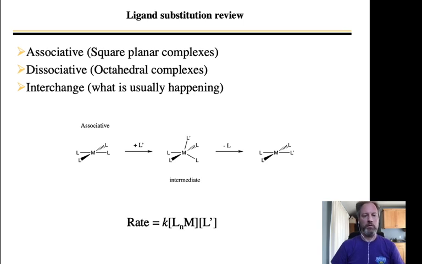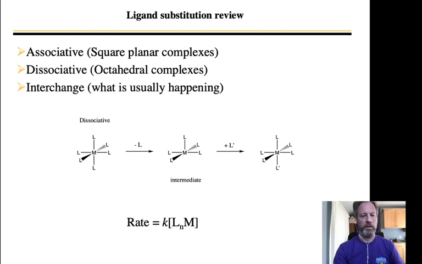So the first type of ligand substitution we talked about is associative ligand substitution. This is seen in square planar complexes. The rate law is a rate constant times the concentration of the starting complex and the incoming ligand. We see an intermediate that's got a pseudo-trigonal bipyramidal geometry as the new ligand comes in, and then we lose one of the original ligands to make our new square planar complex. There's a slide coming up that reminds us about the trans effect for predicting the geometry of the final complex.